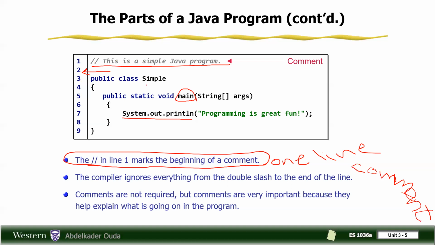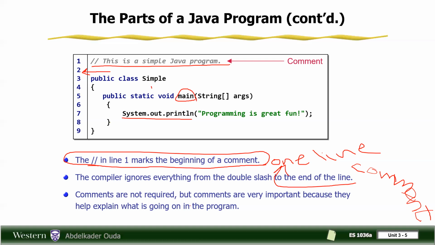Normally, why do we use comments? To put some comments about what this part does, what this statement does, what this function does, what this class does. You will ask me if we need a multi-line comment, we'll come to it. The compiler ignores everything from the double slash to the end of the line. So it is a one-line comment. It will take the whole line as something that should be ignored. It's not part of the program.